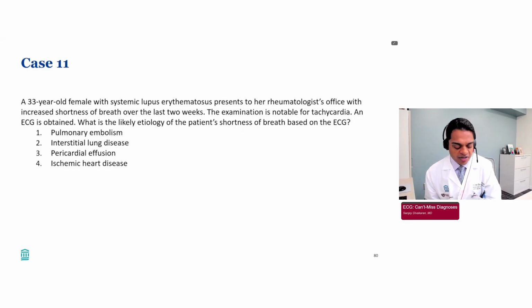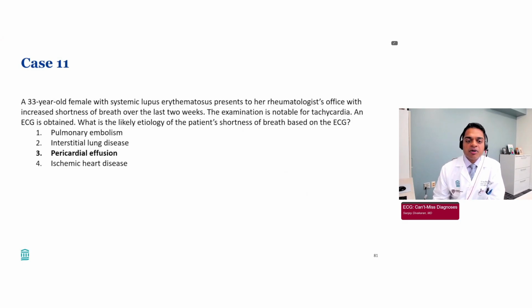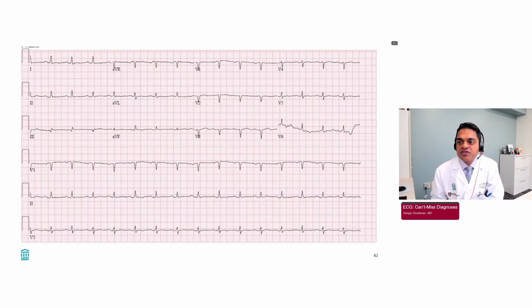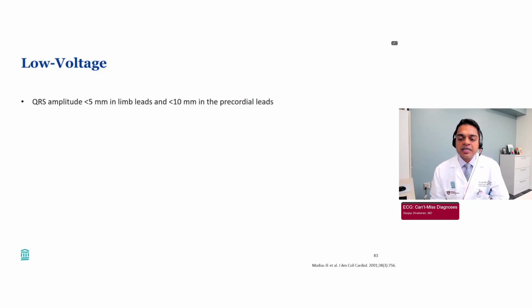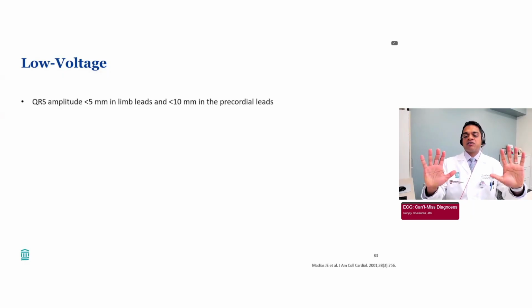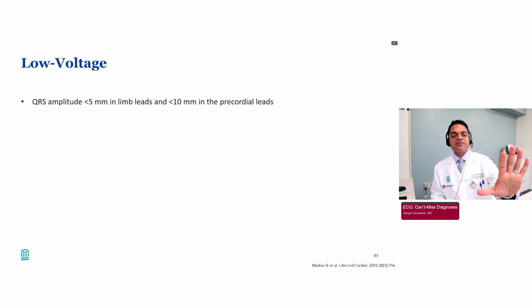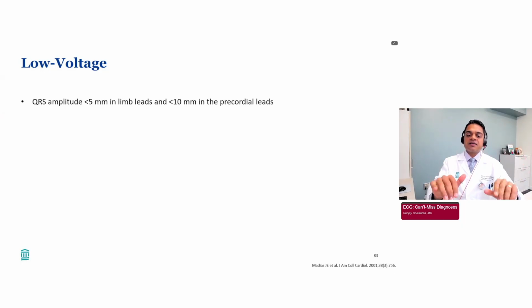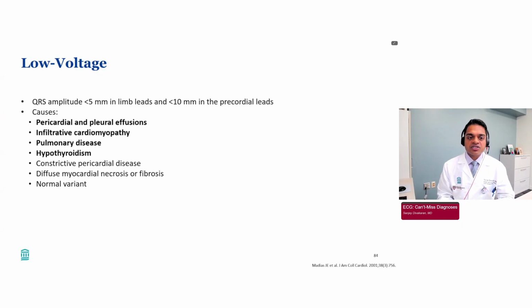Great. Okay, so the majority got this, and the correct answer choice is three, a pericardial effusion. So there are a few features of this ECG that are of note, right? So one, the most striking one is the low voltage, right? And so what do we define as low voltage? The way I remember it is I put my hands over the 12-lead ECG, and I say that if you have a QRS amplitude of less than 5 in the limb leads and less than 10 in the precordial leads, that is indicative of low voltage.